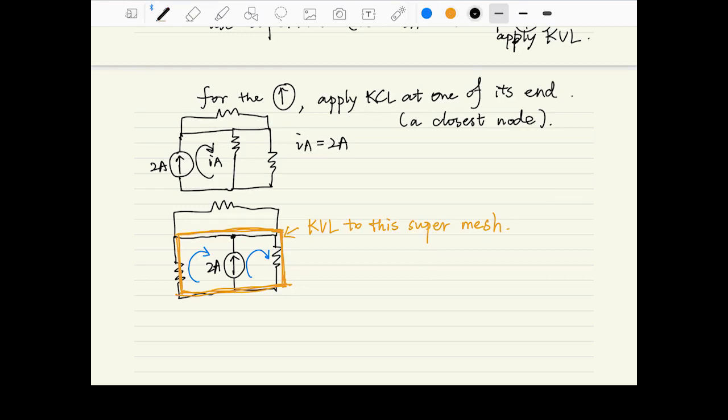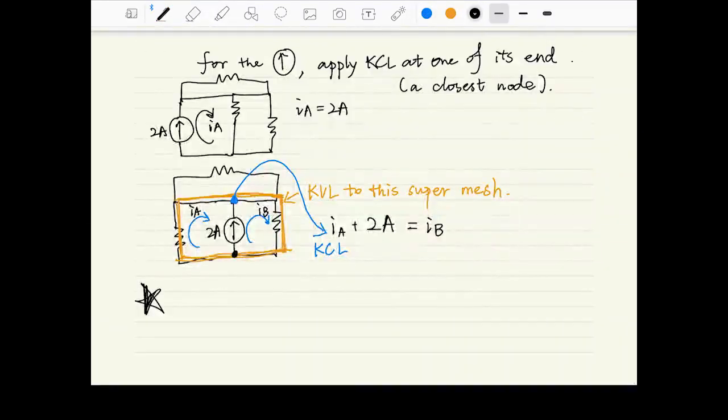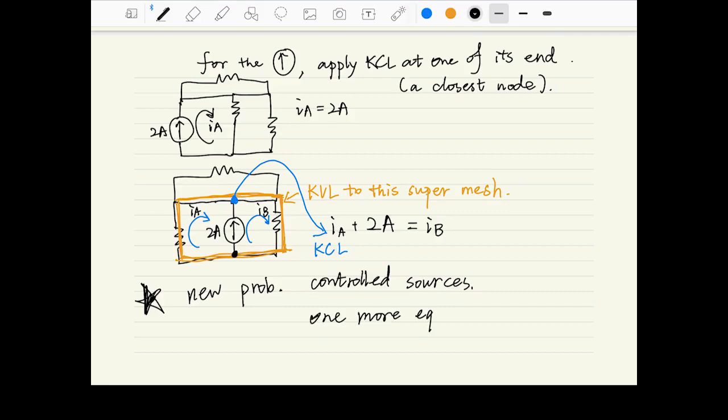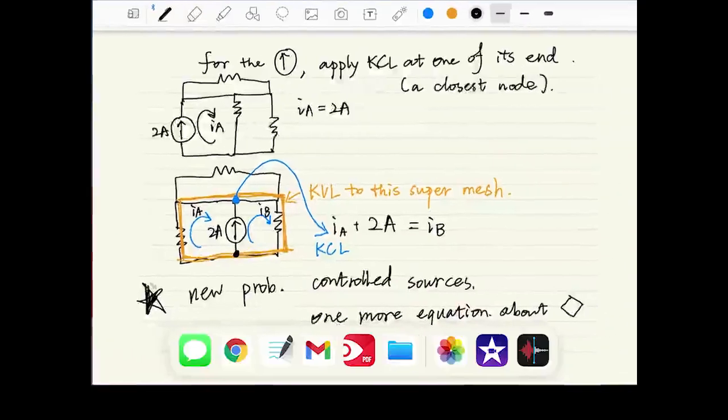In this case, the current source is shared by two meshes, right? What we can do is use a super mesh that does not include the current source, which is drawn here with an orange rectangle. Please apply KVL to this super mesh, and then apply KCL on the current source, just like we discussed here. So IA plus 2 amps should equal IB by applying KCL at this node. And you'll be able to solve it.